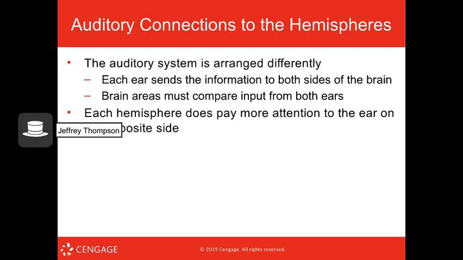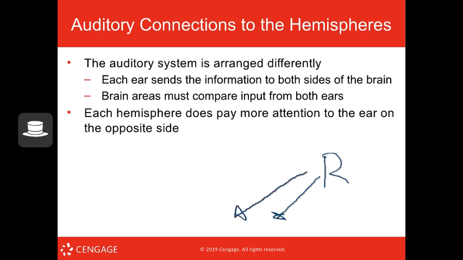Auditory information is a little bit different. Each ear sends information to both sides of the brain, and our brains compare input from both ears, but the hemispheres will pay more attention to the ear on the opposite side. So our right ear is going to be sending information to our left and right hemispheres, but my left hemisphere is going to pay more attention to the information from my right ear, and vice versa.